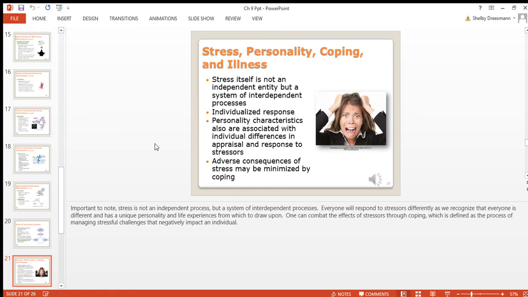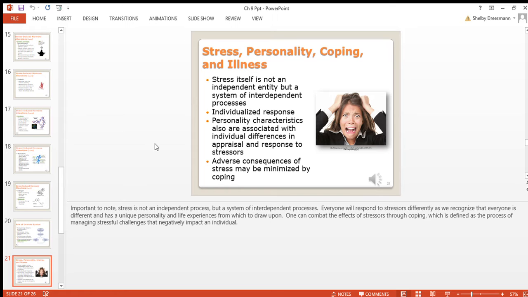Okay. Stress, personality, coping, and illness. Stress is not an independent process, but an interdependent process. Everyone reacts to stress differently, depending on unique personality and life experiences. One can combat the effects of stressors through coping, the process of managing stressful challenges that negatively impact an individual.